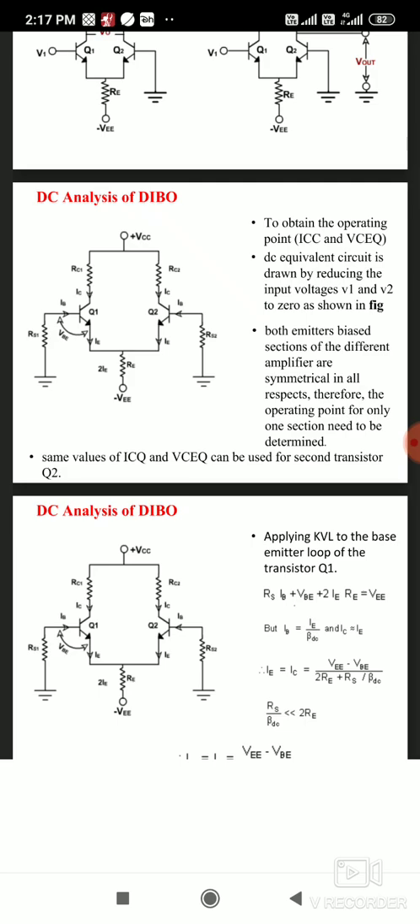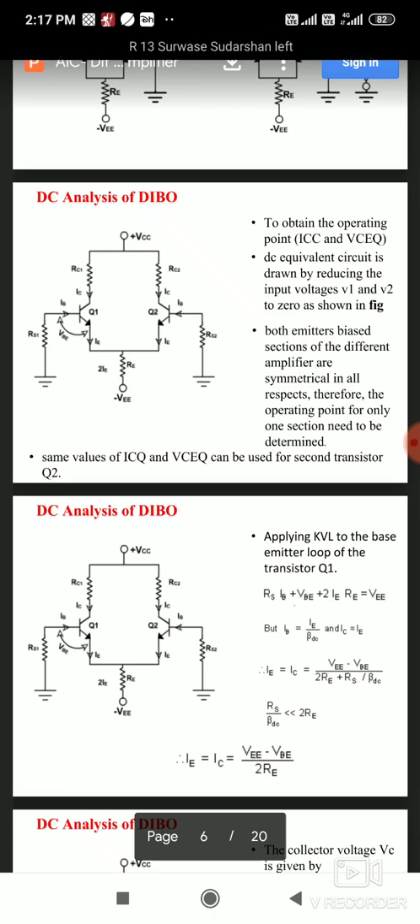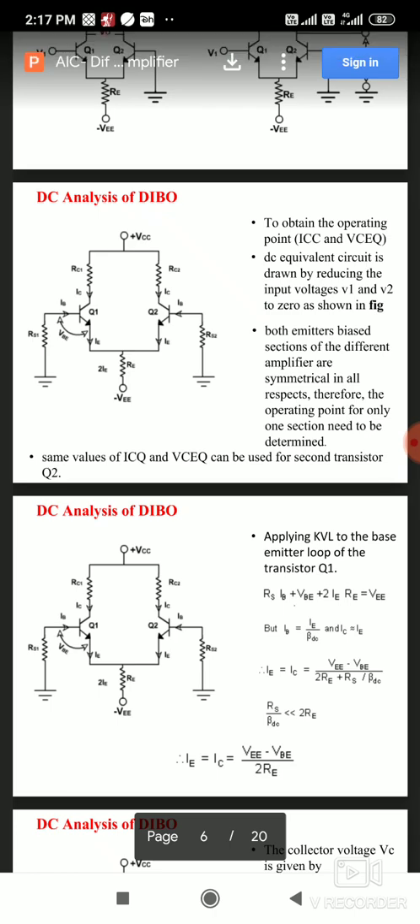Have you heard the word operating point of transistor? Did you learn this point in understanding the characteristics of amplifiers? In the first year you might have learned it when you studied the BJT transistor in detail. The transistor has two main applications: one is the transistor used in an amplifier, and another is the transistor used in a switching circuit. So we are talking about the amplifier.